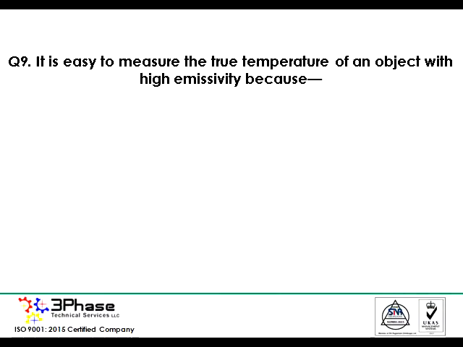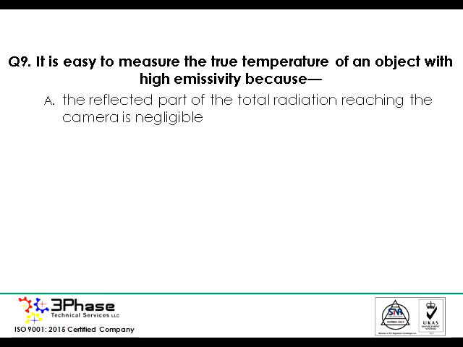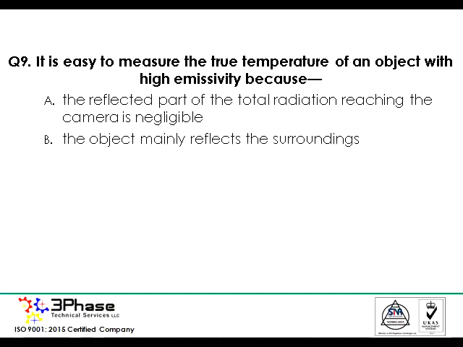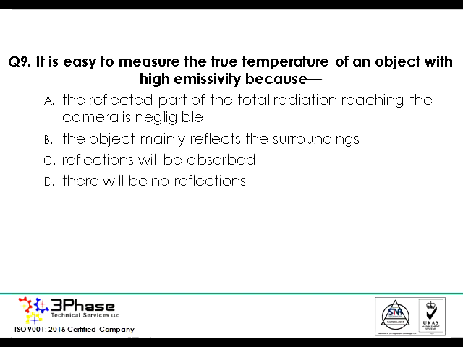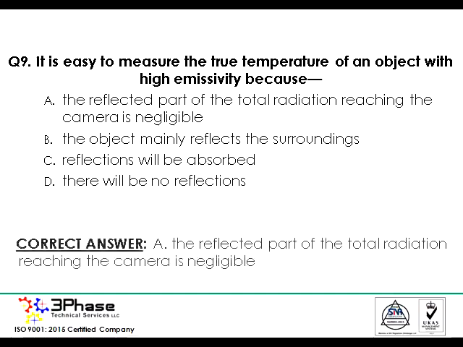Question number 9. It is easy to measure the temperature of an object with high emissivity because A. The reflected part of the total radiation reaching the camera is negligible. B. The object mainly reflects the surroundings. C. Reflections will be absorbed. D. There will be no reflections. The correct answer is A. The reflected part of the total radiation reaching the camera is negligible.